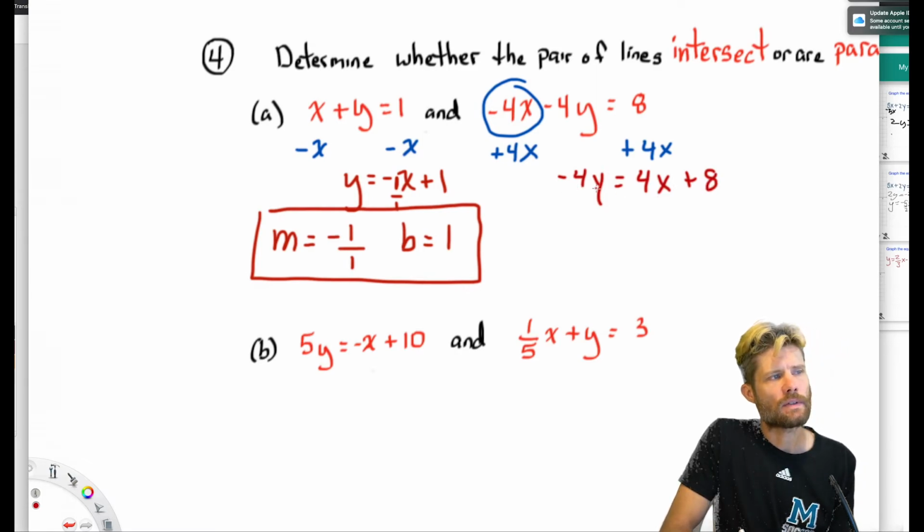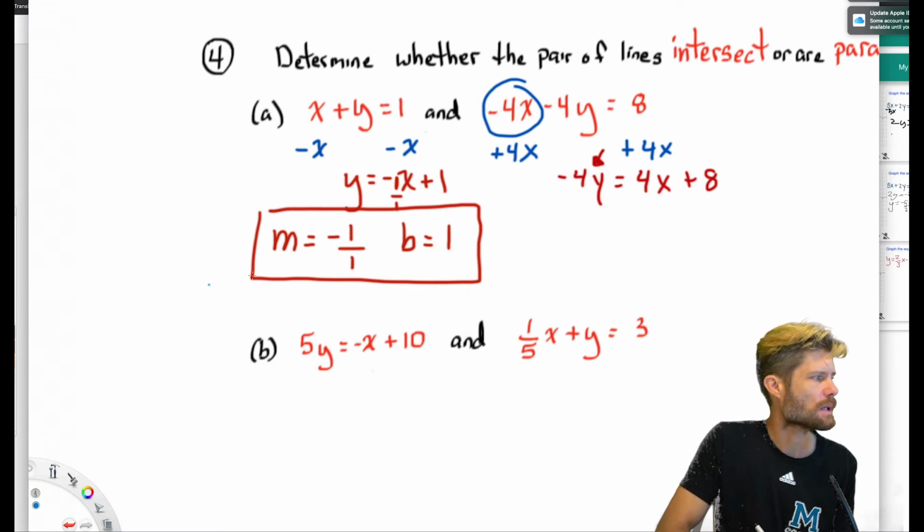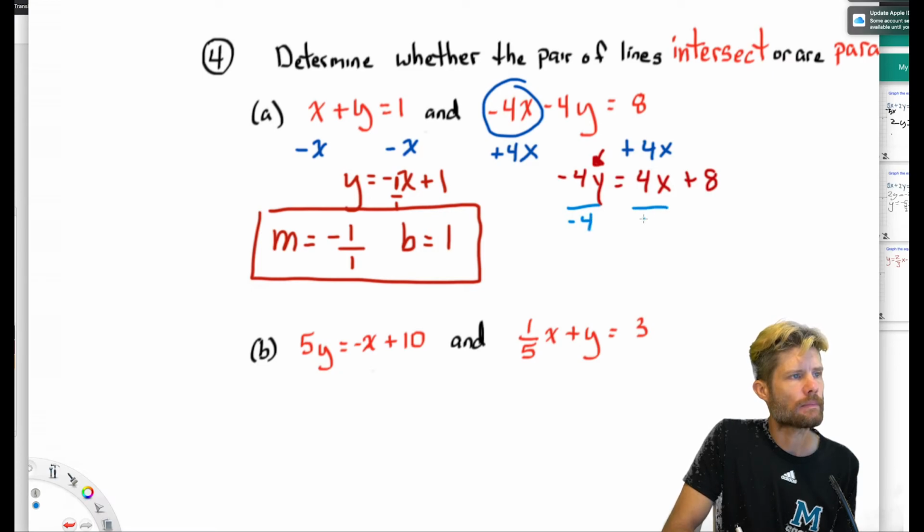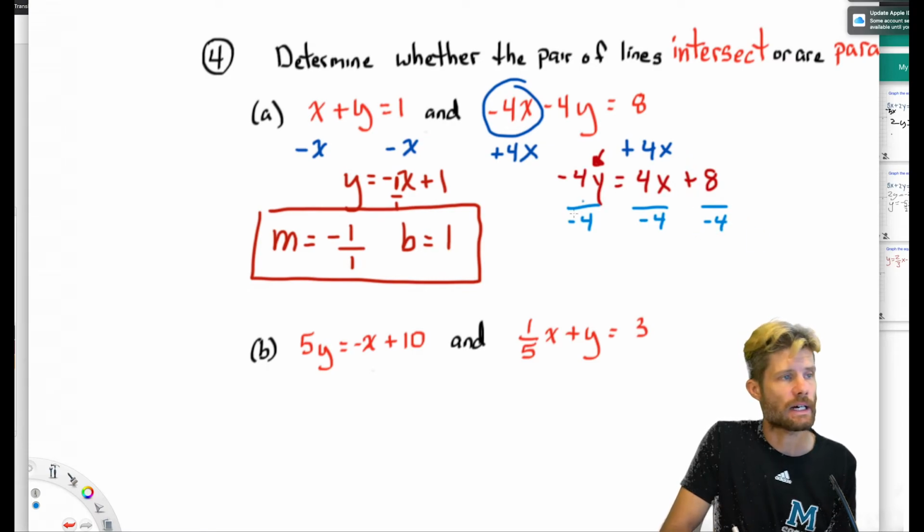Now, how do we get rid of this negative 4 on the y? Well, what's happening between these two values here? Multiply, right? How do we undo multiply? We divide it. Now, we have to divide it to every single term. Don't just divide it on what you feel like dividing it by. It's got to go in everything.